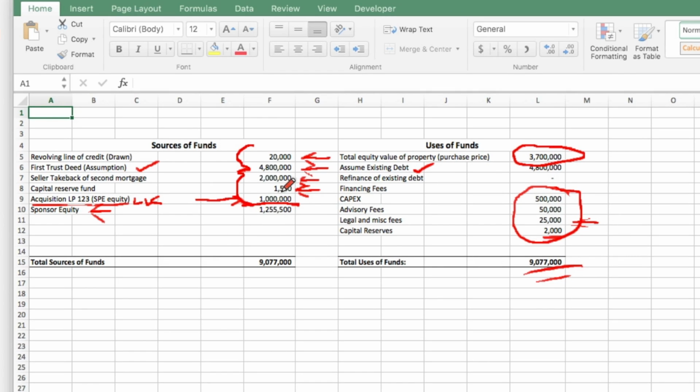There's some left over. So if we take this $9 million number and subtract from it all of these other sources, we're going to be left with $1,255,500. This number right here represents the required sponsor equity, or it might be an additional raise. Maybe we could raise some more money through the SPE, or otherwise we're going to need $1.255 million in order to close this deal. And it's very clear to everybody who sees this.